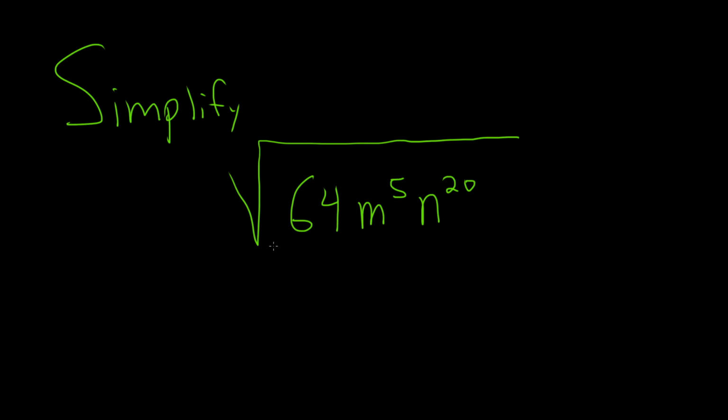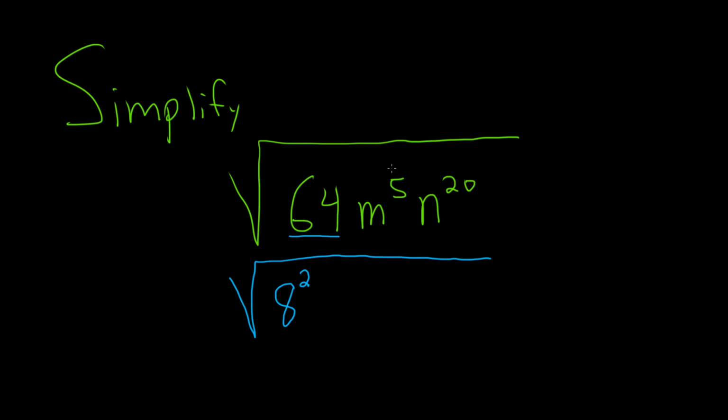Simplify. So we're trying to take the square root of all of this stuff here. The trick is, since we're trying to take the square root, we need to write each of these factors as something squared. So let's go ahead and do that carefully. So this is the square root of, so the 64 is pretty easy. We can write that as 8 squared.